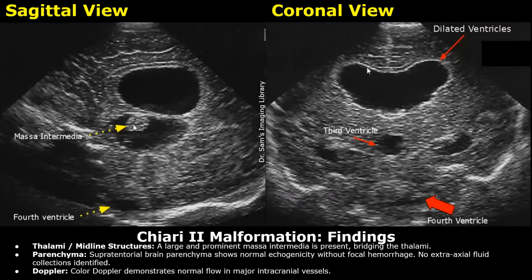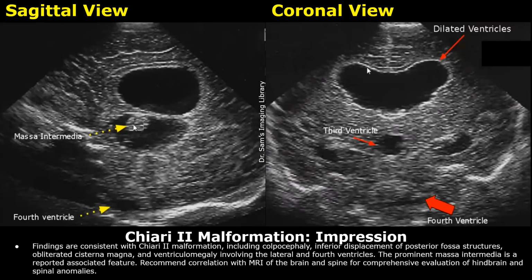Parenchyma. Supratentorial brain parenchyma shows normal echogenicity without focal hemorrhage. No extraaxial fluid collections identified. Doppler. Color Doppler demonstrates normal flow in major intracranial vessels.